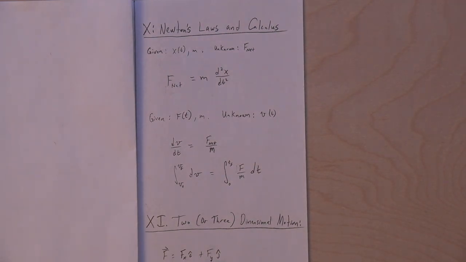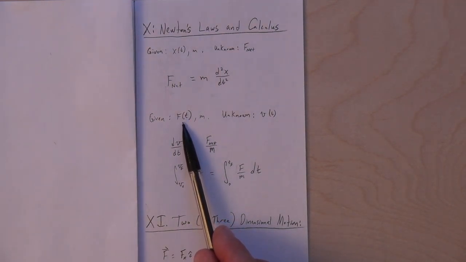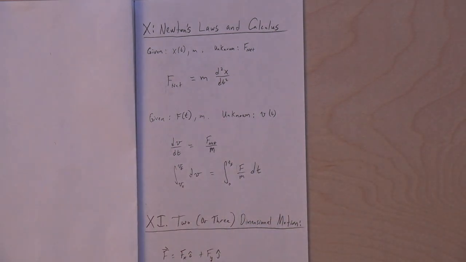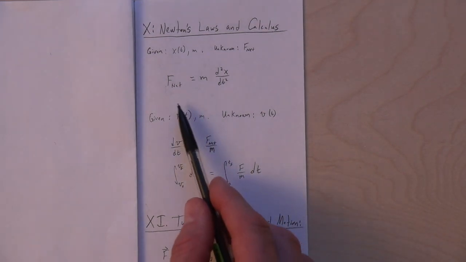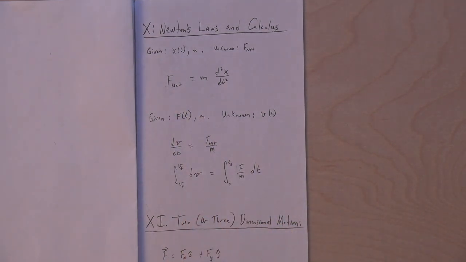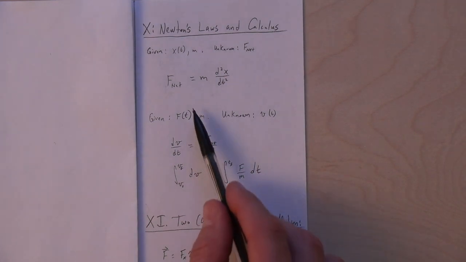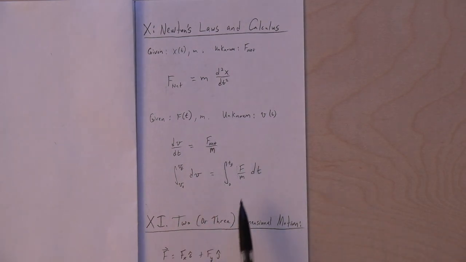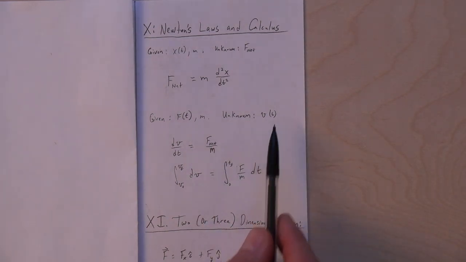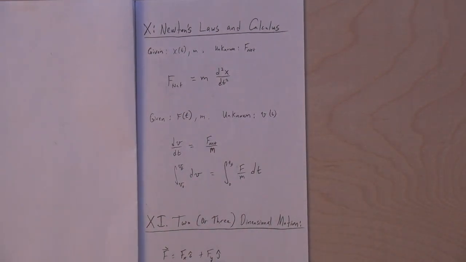The other possibility is that I tell you the net force is a function of time. In all the examples we just did, the net force was just a number. Forward force minus backward force: 10 newtons forward, backwards 8, 2. And we had an acceleration of 2 over the mass. But now maybe it's a function instead of 2. Maybe it's 2 times t squared. That's the net force, and I'm asked for the velocity. I can't use v equals v0 plus at. Those are only for constant accelerations.